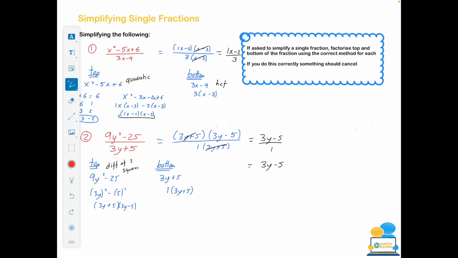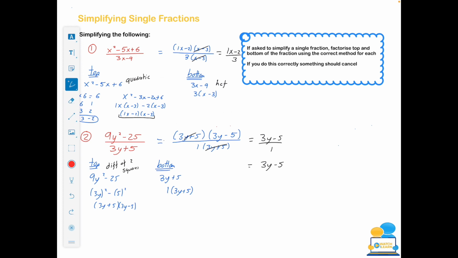Okay, second example, very similar again. We're given a single fraction, and the question would say simplify. Okay, so we take the top. We know the top, okay, 2 terms, so it's either highest common factor or difference of 2 squares. I look at both those numbers, they're both square numbers. There's a minus in the middle, the y is squared, so everything is pointing to difference of 2 squares. So I do that there.